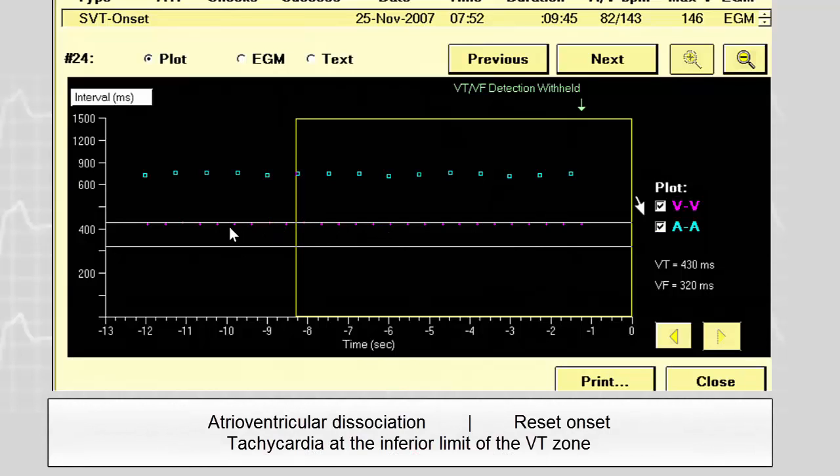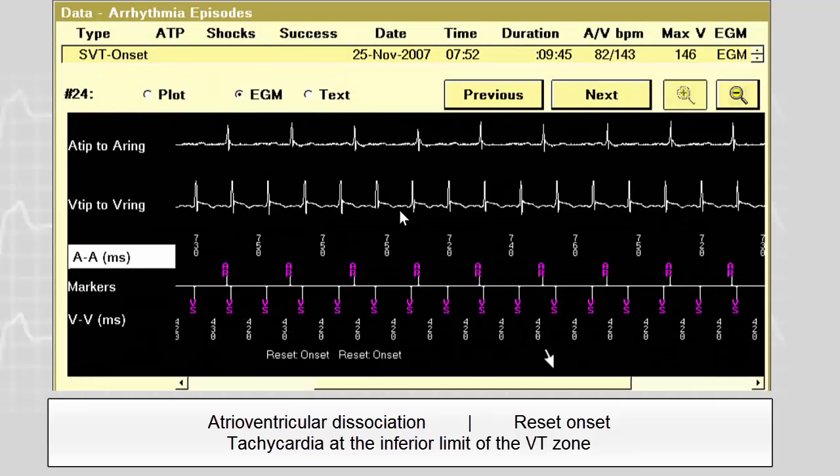If you look carefully at the dots, you can see that the cycles are at the limit of the VT zone. When you look at the EGM, it's obviously a ventricular tachycardia with atrioventricular dissociation and a ventricular rate faster than the atrial rate. But if you look carefully at the cycles, the limit for the VT zone is 420 milliseconds. So you see that first, the tachycardia is just slower than the VT zone. Then there is a subtle acceleration and the cycles enter the VT zone.